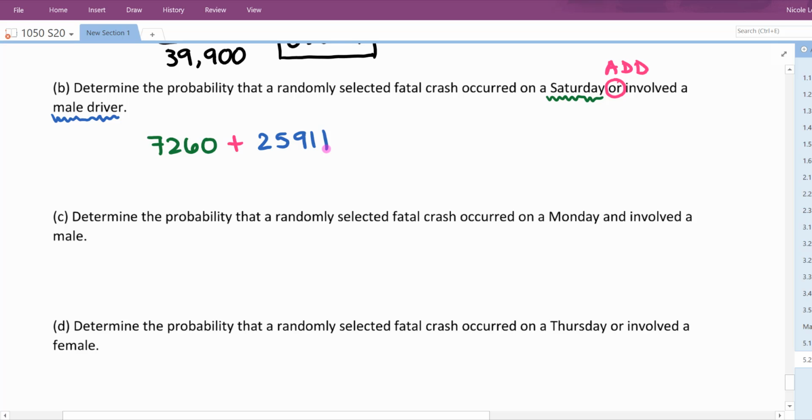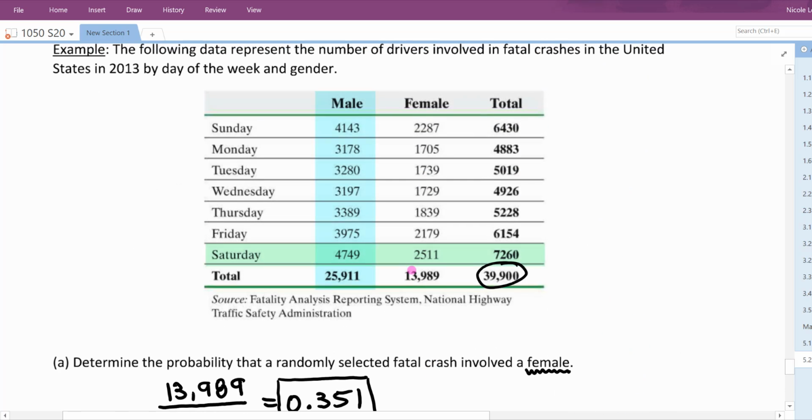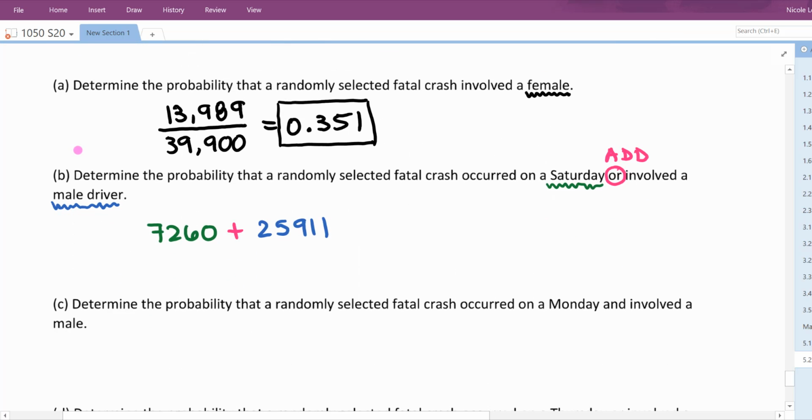Okay, and then let's see if there's anything we should subtract, any sort of double counting that occurred. So then looking at this, there was a group that we double counted. That's going to be this group of people here. We counted them with the Saturday number, and then we double counted them again with the males. So then we have to subtract out that overlap where we double counted the 47, 49. So we'll minus that out.